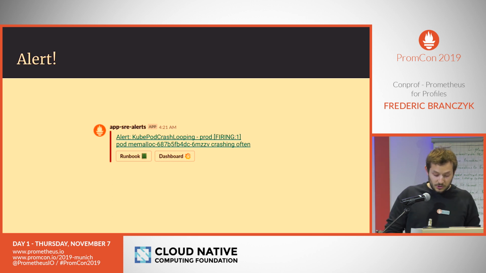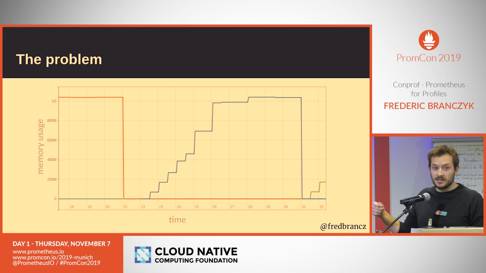So what do we do when we get this? We look at the data that tells us that this pod, in this particular instance it's a pod on Kubernetes, was killed. And what do we do then? We look at the memory usage of this particular workload.